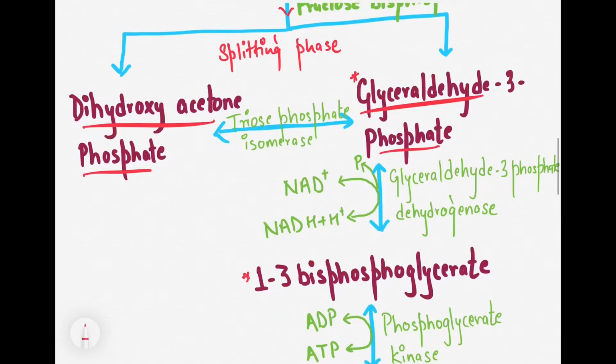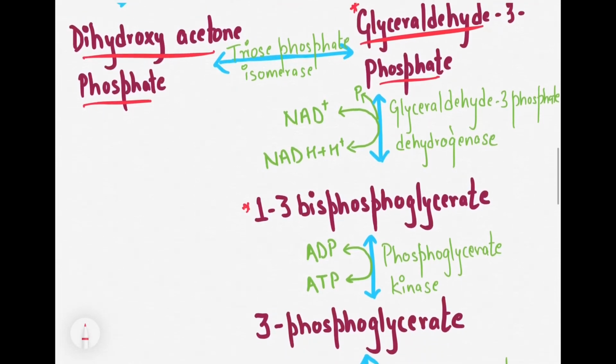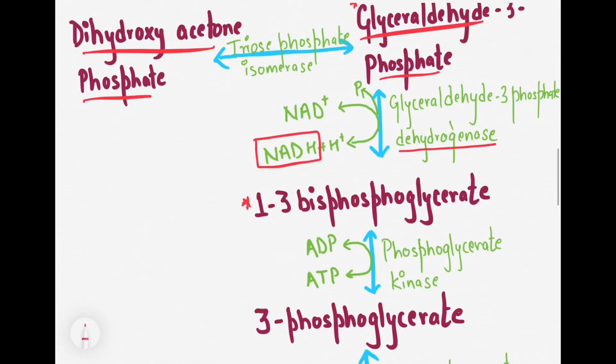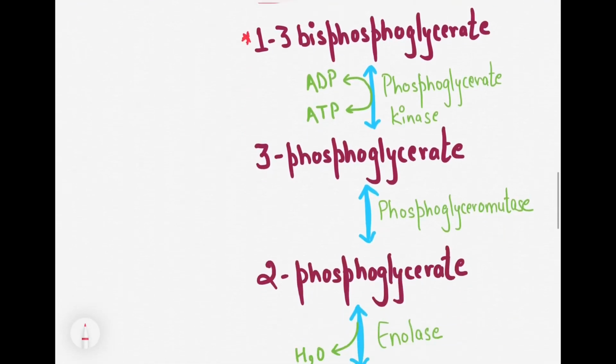The triose sugar is then acted upon by glyceraldehyde 3-phosphate dehydrogenase for the production of 1,3-bisphosphoglycerate. The reaction is a dehydrogenation reaction and there is production of 2 NADH molecules in this step along with addition of inorganic phosphate. In the next step, there is enzymatic transfer of phosphate from 1,3-bisphosphoglycerate to ADP to form ATP in the presence of the enzyme phosphoglycerate kinase, and the product is 3-phosphoglycerate.